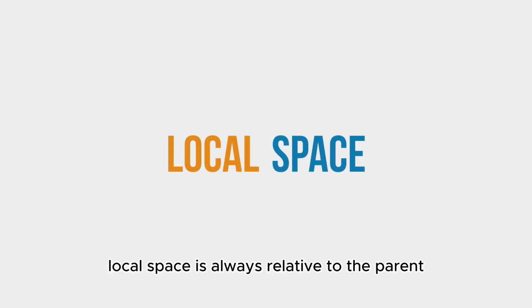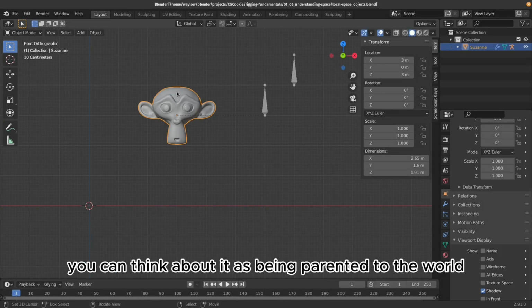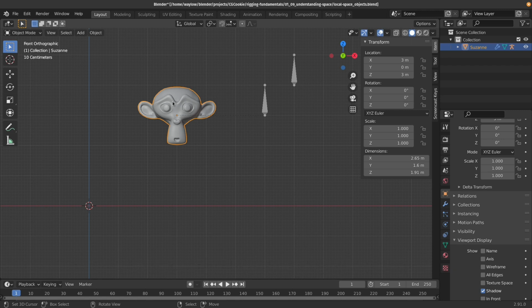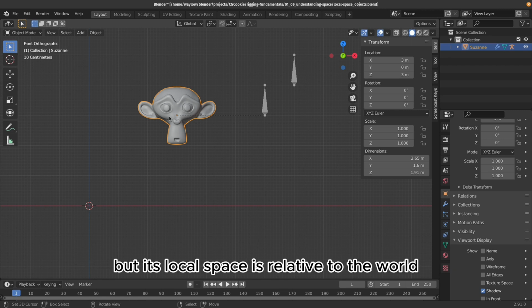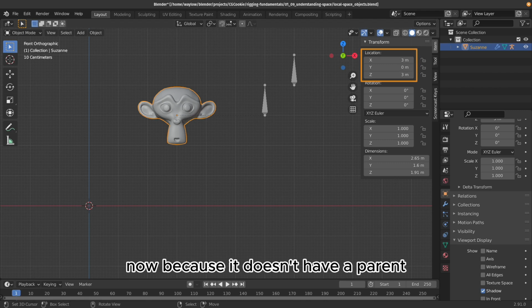When dealing with objects, local space is always relative to the parent. And if the object doesn't happen to have a parent, you can think about it as being parented to the world. This monkey head doesn't have a parent, so its local space is relative to the world. It is 3 to the right and then 3 up on the z-axis, this is its local space. Now because it doesn't have a parent, it is the same as world space.